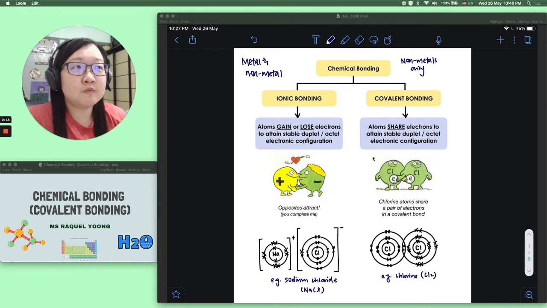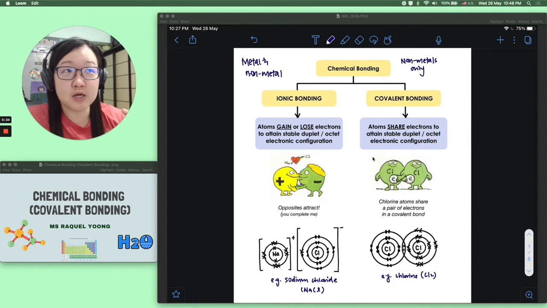So if we look at chemical bonding as a whole, we have learned that there are two types of bonding that we have learned for combined science chemistry: ionic bonding and covalent bonding, right? So the big picture will be that ionic bonding would involve metals and non-metals. For instance, sodium chloride, which is an ionic compound, is made out of the metal sodium together with chlorine, which is the non-metal, right?